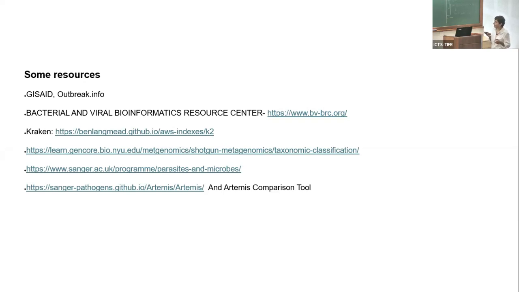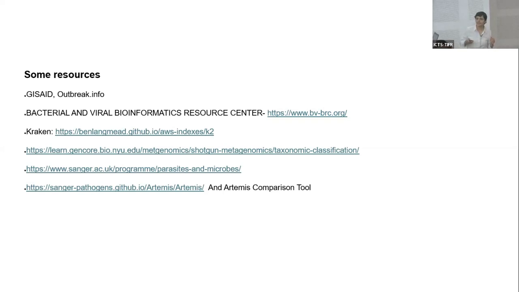Outbreak.info also does a lot of analytics around this. If you want to look at some bacterial and viral bioinformatics resource, this one is a good resource. For Kraken, if you're using Kraken, there are already pre-made indices that you can use here. And that's really useful when you're doing classification to already have the indices. Otherwise, you need a lot of computational power to generate those indices. Then, yeah, this is a very good resource for going through all the steps of pathogen, like basically metagenomic analysis. They do a very good job of going through each step.